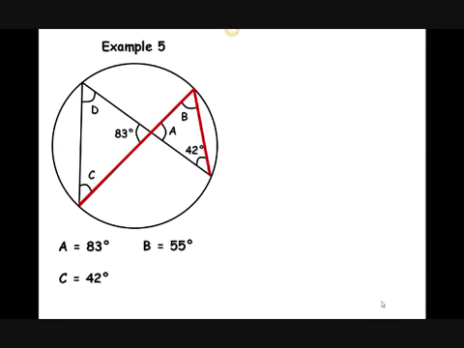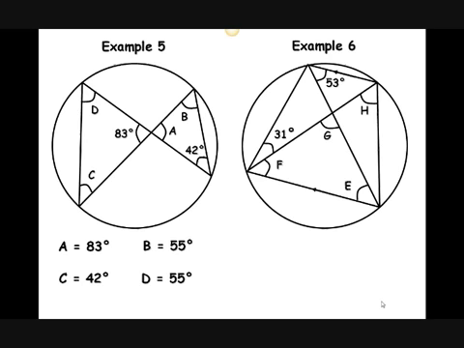Alright, well I know what B is. There's B, and there's the two lines that form B, and that's the chord it starts from. Well, D and B are both in the same segment, and as you can see, they are also both formed from the same chord, so D and B are the same, so D must also be 55 degrees.